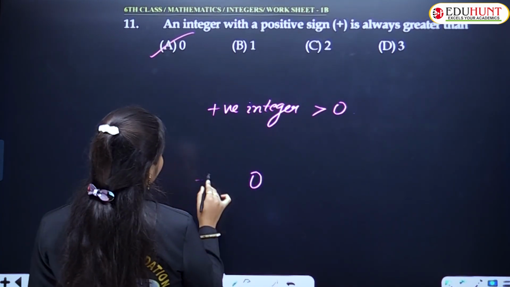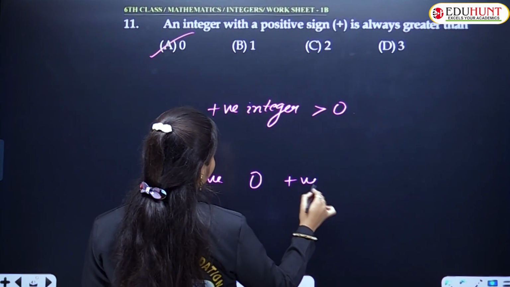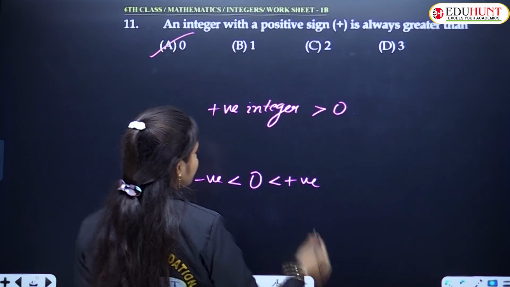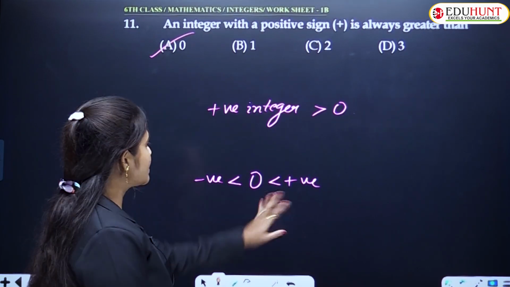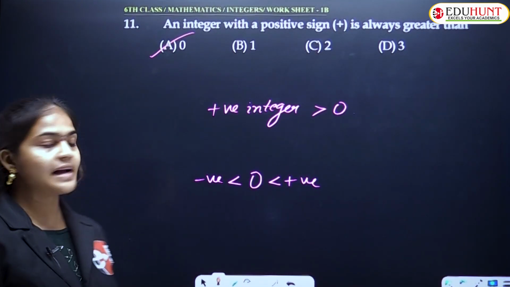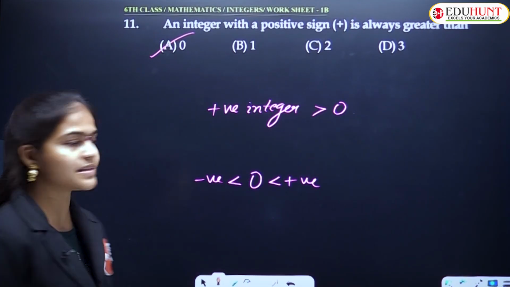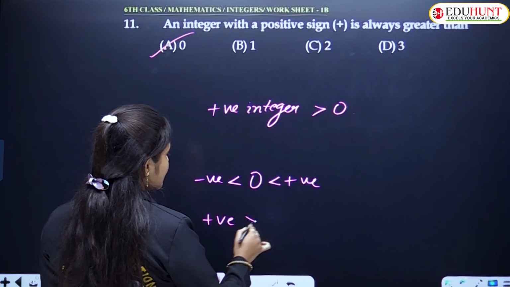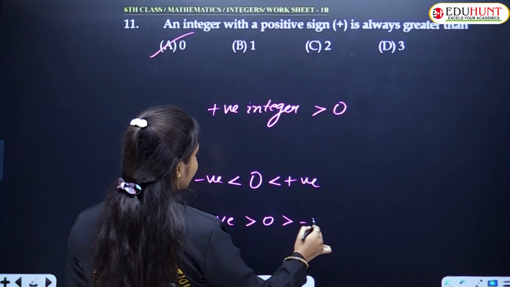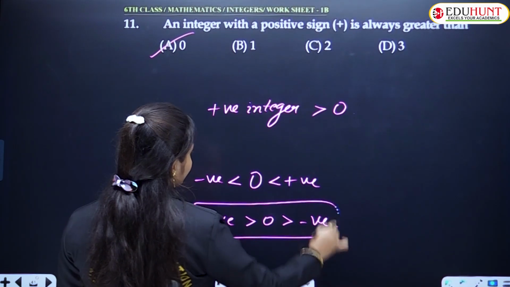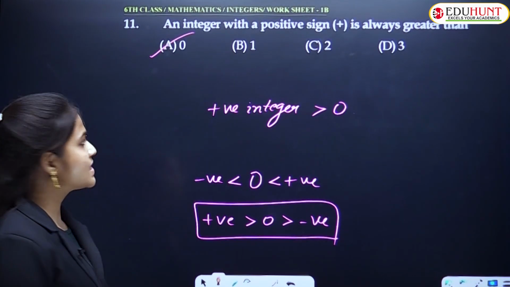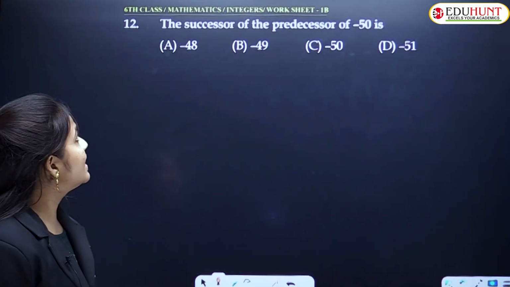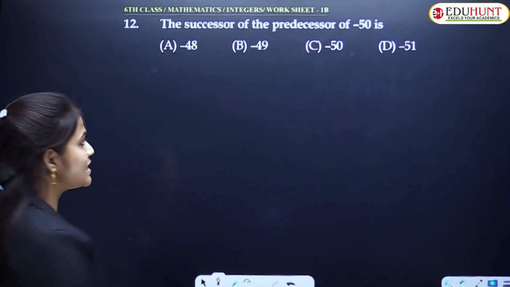So this is 0 and here negative integers and here positive integers. Negative integers are less than 0 and here 0 is less than positive integers, which means positive integers are greater than 0 and 0 is greater than negative integers. In this way also you can write that. Positive integers are greater than 0, 0 is greater than negative integers. As per this condition. Understand? So which option is correct here? Option A is correct.